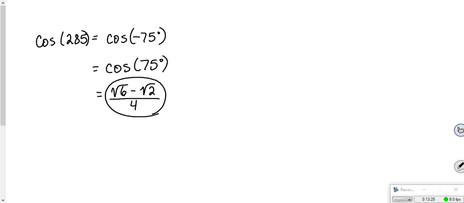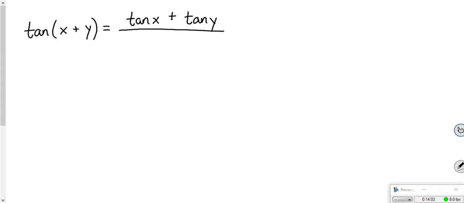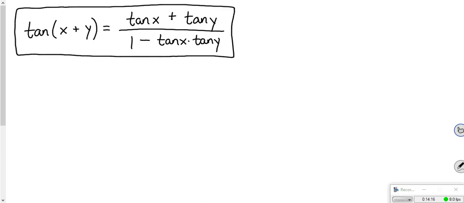Now, keep going. Let's look at a formula for tangent now. The sum and difference formula for tangent is a little trickier, so hang with me here. Tangent of x plus y equals, this is going to be a fraction, tan x plus tan y divided by 1 minus tan x times tan y. So this is your formula for the sum of the tangent function.